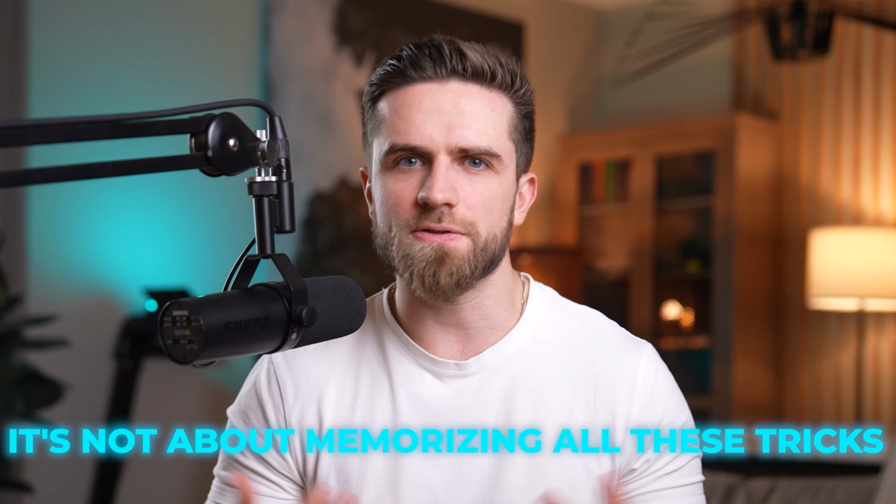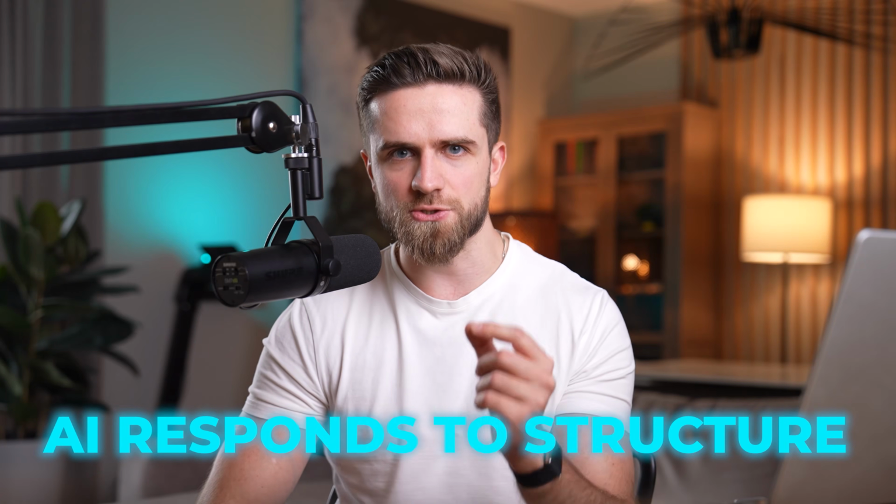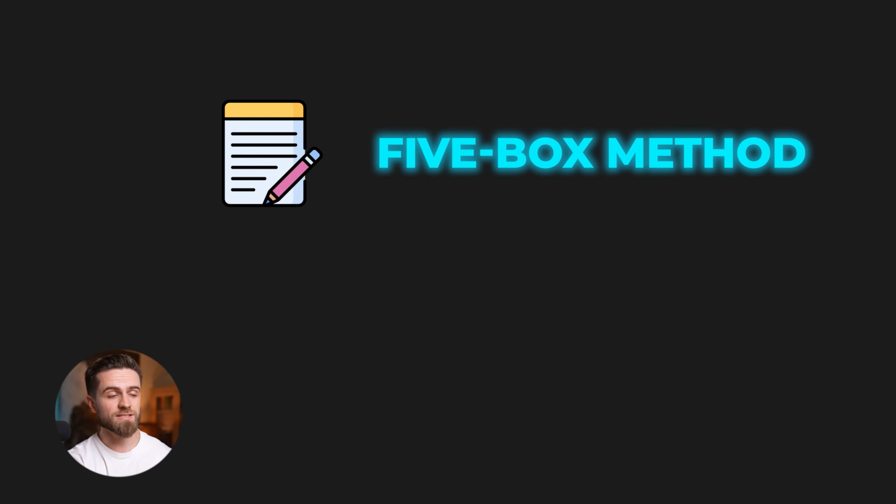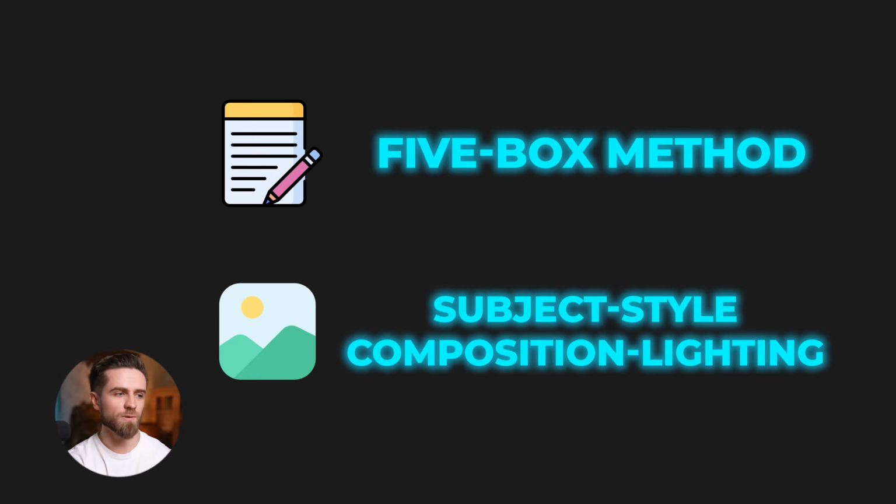But here's the real secret. It's not about memorizing all these tricks. It's about internalizing the principle. AI responds to structure, not length. Start with the 5-box method for text. Start with subject, style, composition, lighting for images. Master those 2 frameworks. Everything else builds on them.